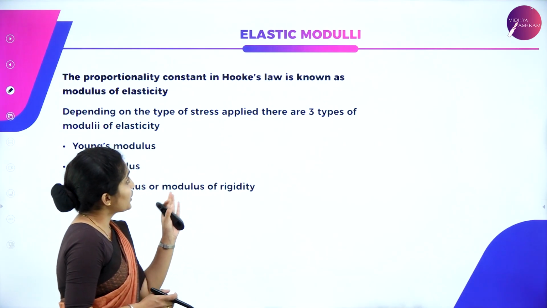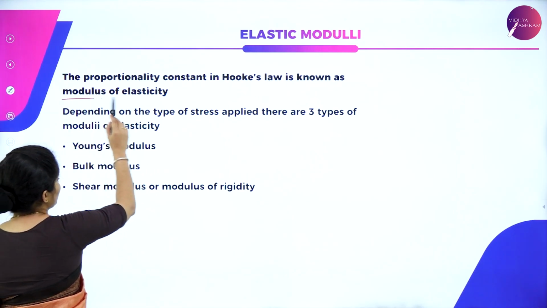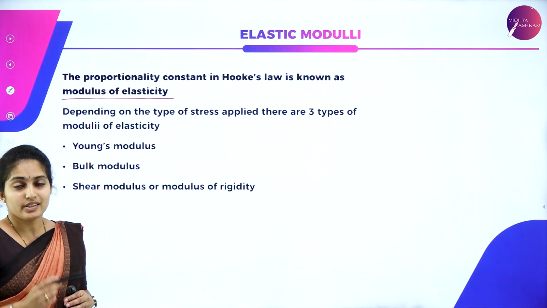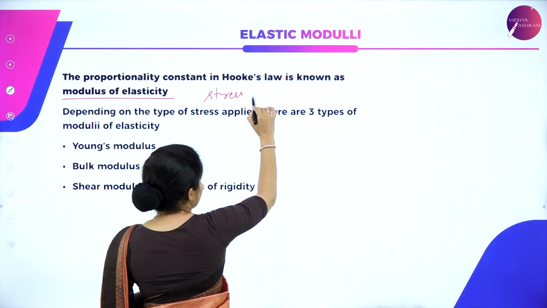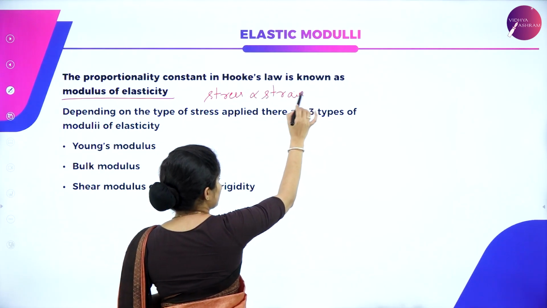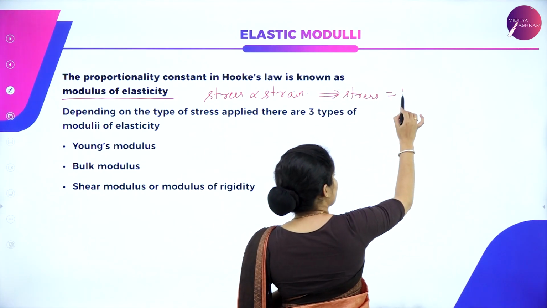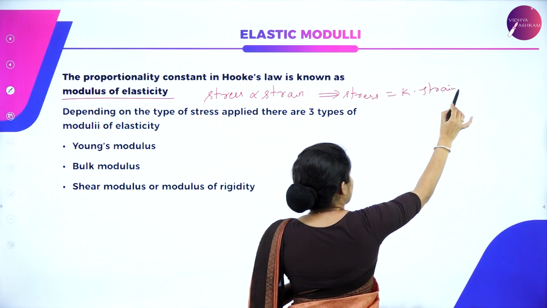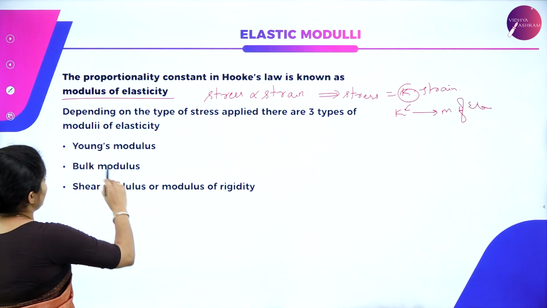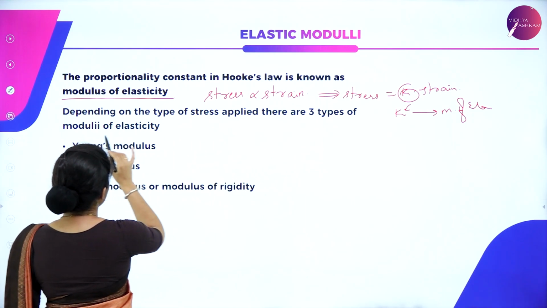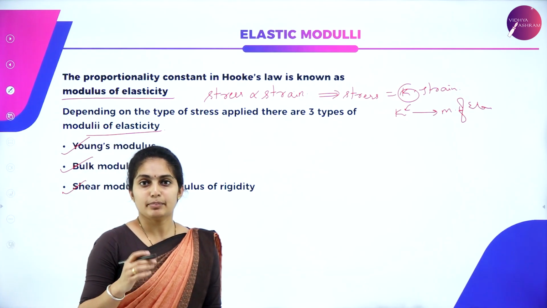Next we are looking at elastic moduli. The proportionality constant in Hooke's law is called the modulus of elasticity. The proportionality constant can be called K, as stress is directly proportional to strain in the case of Hooke's law. So when you introduce the proportionality constant, stress is equal to K into strain. This is called the modulus of elasticity. Now, depending on the type of stress applied, there are three types of modulus of elasticity: Young's, bulk, and shear modulus. Let us see more about it.